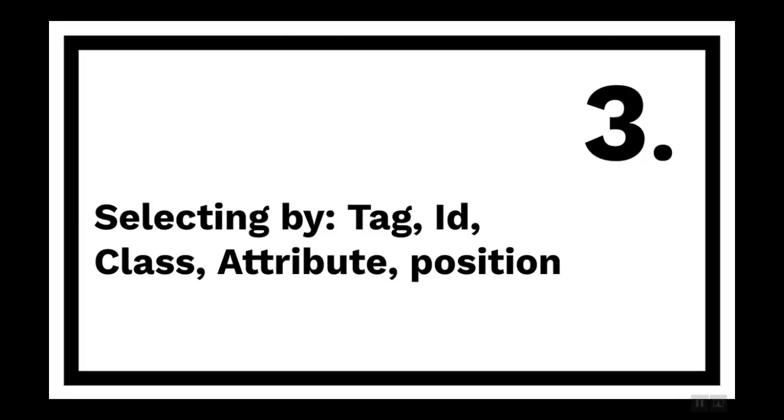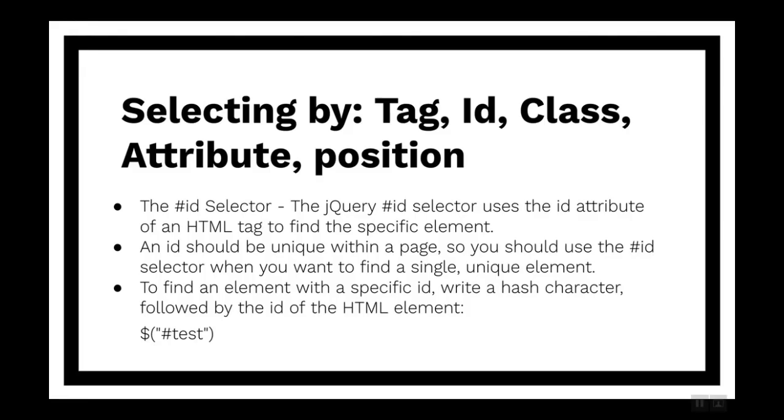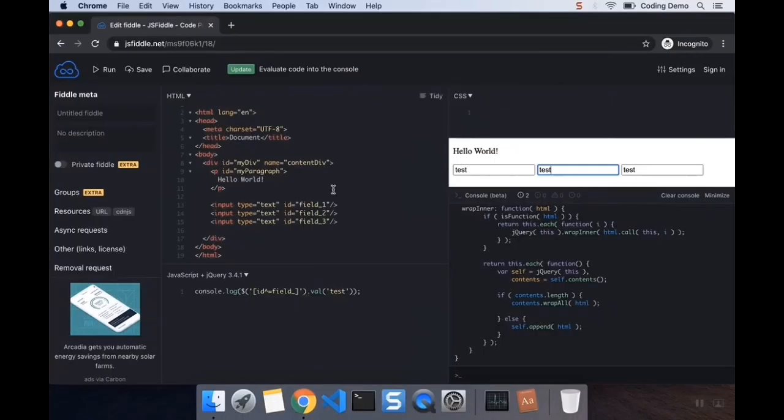Let's look at selecting by tag, ID, class, attribute, and position. For ID, we already covered selecting elements by ID in the previous session. Do you remember? The way we do this is by using the pound symbol followed by the ID selector. Let's say in this case you want to log this out. So what I would do is say console.log, put in a $ sign, and say pound, and I want to log out field 1. All right, save this.